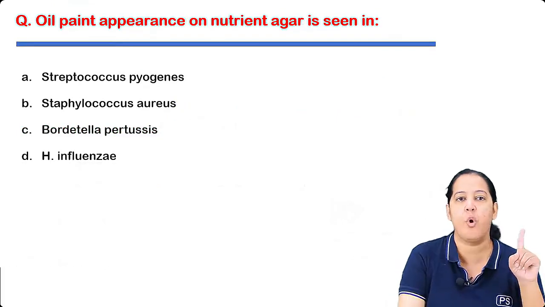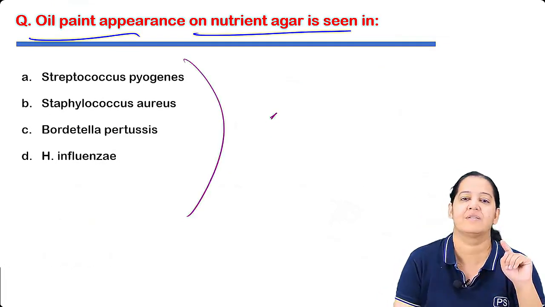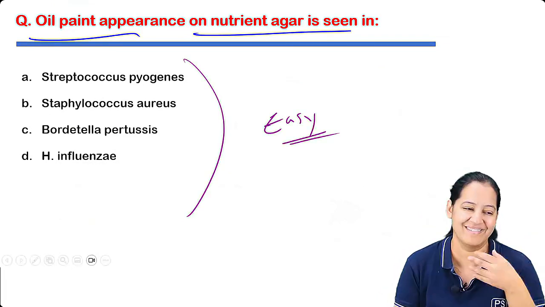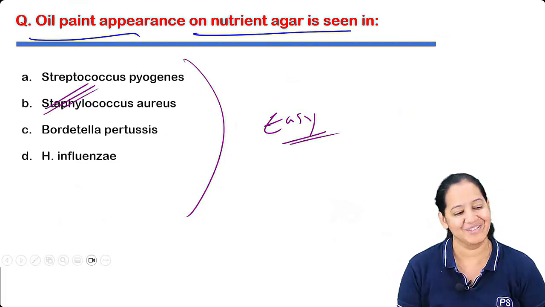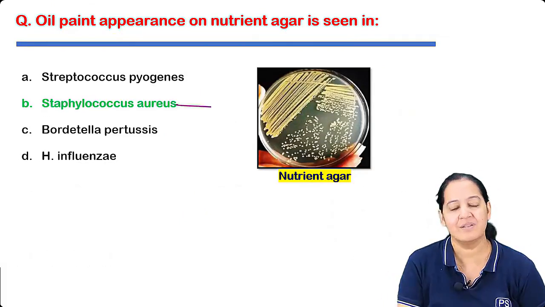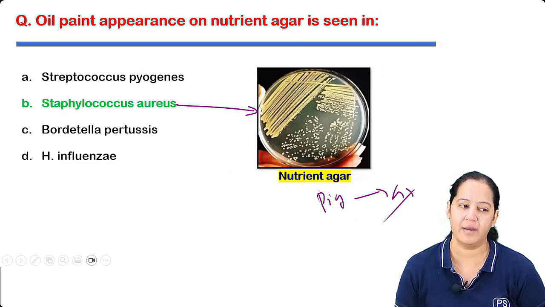Now the next question: oil paint appearance on nutrient agar. The easiest question, the easiest ever. Oil paint appearance, of course, the answer is Staph aureus. I'm not halting here. Everyone knows the answer is Staph aureus. The reason for the oil paint appearance is pigment production, the golden yellow pigment production. So you have to learn that.